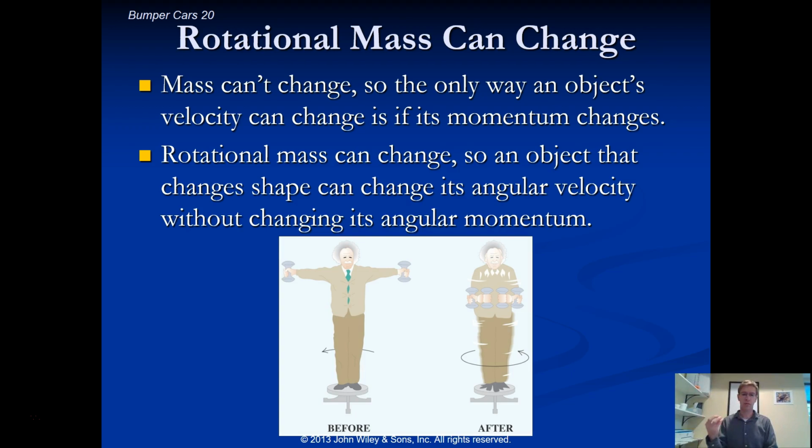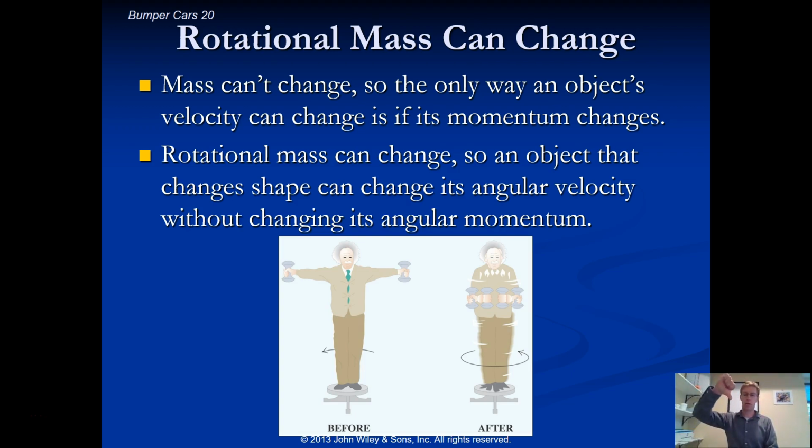And again, you can think very readily of figure skaters. As they are spinning with their arms out, they have one speed. As they bring their arms in, they start spinning much more rapidly because they're changing their rotational mass while keeping the overall angular momentum constant since it's an isolated system.